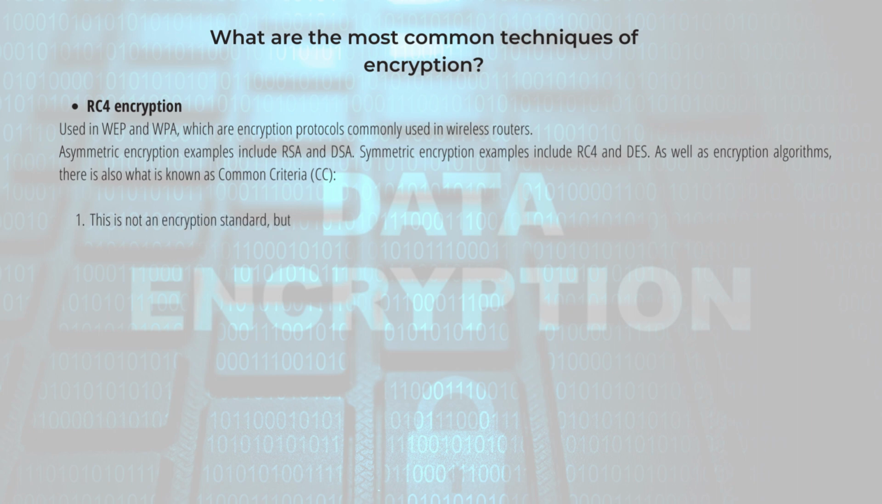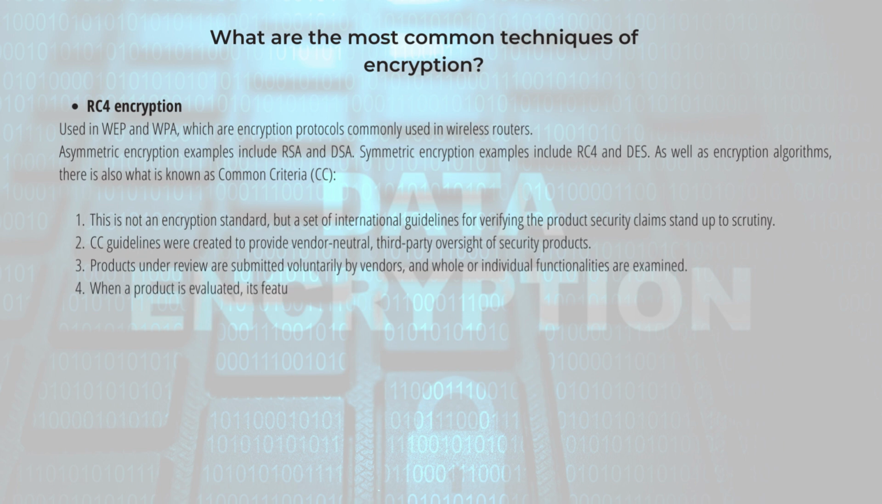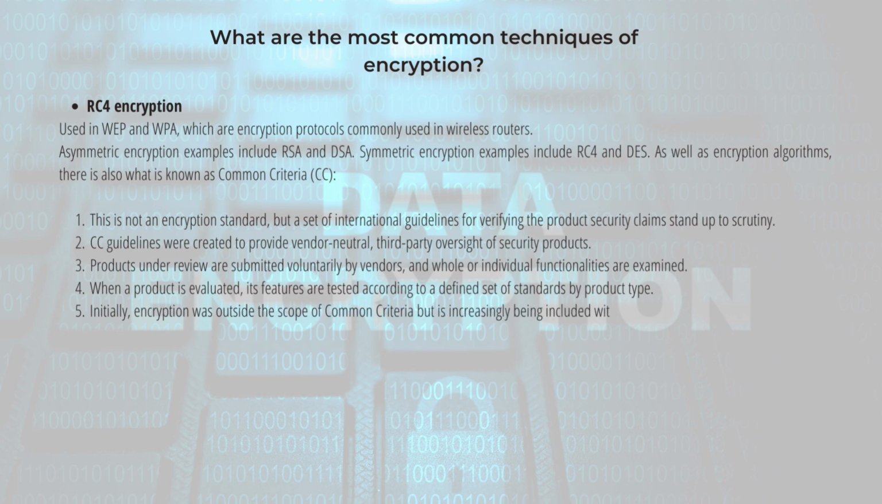As well as encryption algorithms, there is also what is known as Common Criteria, or CC. This is not an encryption standard, but a set of international guidelines for verifying the product's security claims stand up to scrutiny. CC guidelines were created to provide vendor-neutral, third-party oversight of security products. Products under review are submitted voluntarily by vendors, and whole or individual functionalities are examined. When a product is evaluated, its features are tested according to a defined set of standards by product type. Initially, encryption was outside the scope of common criteria, but is increasingly being included within its security standards.